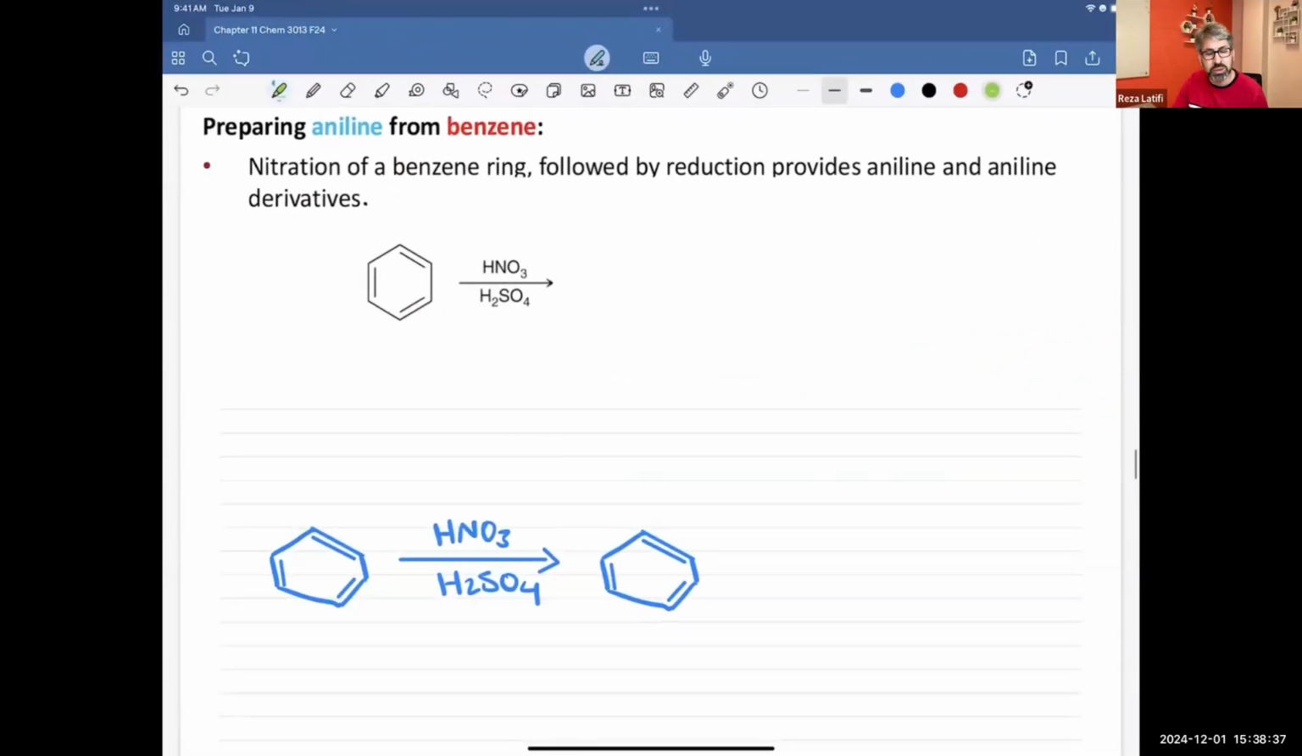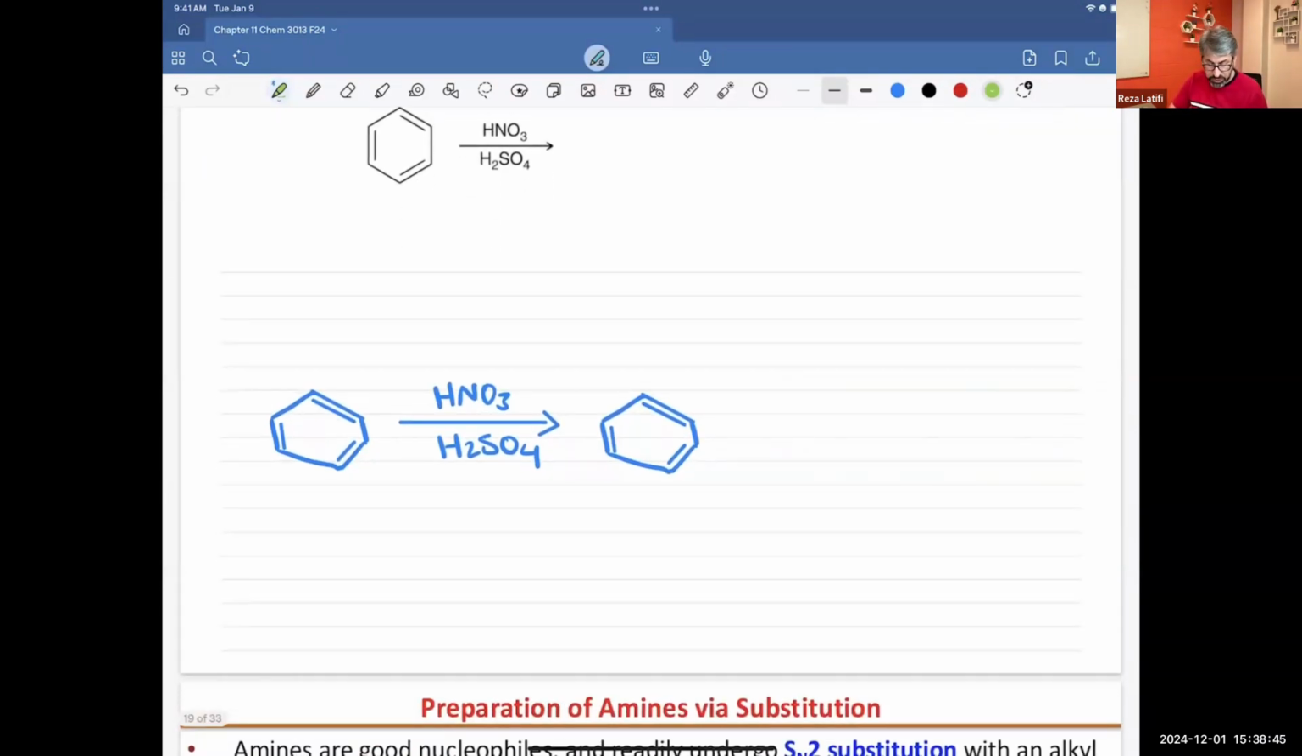Another method that we can use to produce amine is nitration. In nitration, we start with nitric acid in the presence of sulfuric acid. That's going to give us an electrophile, NO2 with a positive charge. This species is super unstable, and it's going to attack the benzene ring and replace H by NO2.